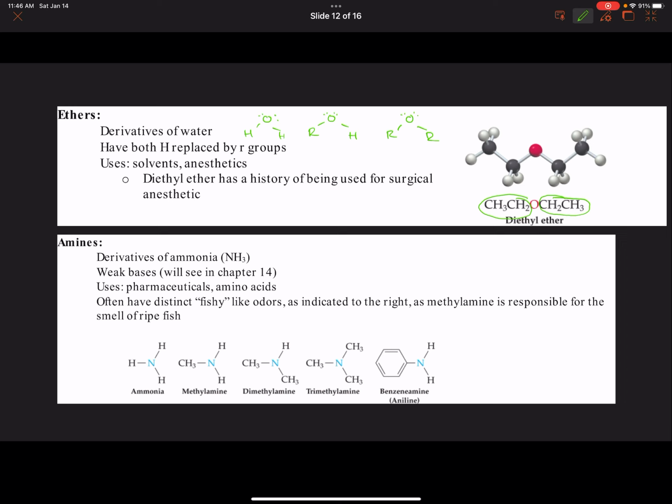Methylamine would be a derivative. We have 1 hydrogen replaced. Dimethylamine, we have 2 hydrogens replaced with CH3 groups. Trimethylamine, we have 3 hydrogens. Based on the number of hydrogens replaced, because we can have any number of them, we can have 1, 2, or all 3 hydrogens replaced, we can call this a primary amine if 1 hydrogen is replaced, a secondary amine if 2 are replaced, and a tertiary amine if all 3 are replaced.